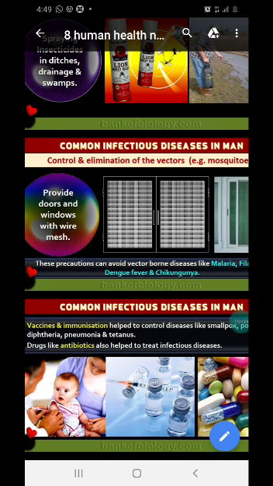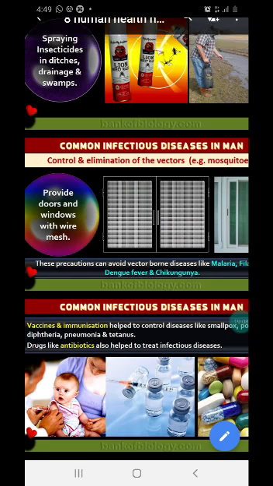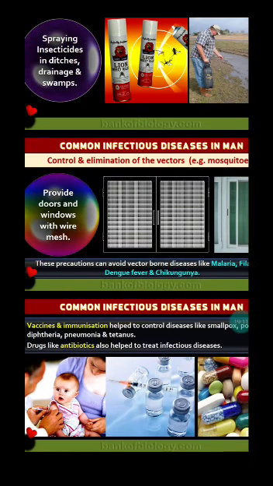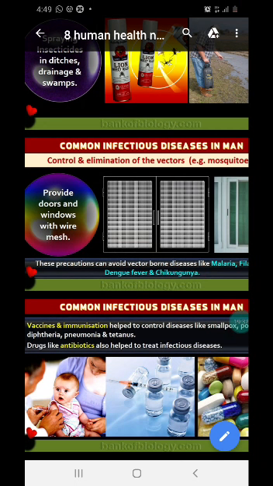What is the main method of preventing disease? Vaccination and immunization, which is another big topic that will be handled in another class. Vaccination and immunization help to control very dangerous diseases like smallpox, chickenpox, pneumonia, tetanus, and so on. Also, drugs like antibiotics help to treat infectious diseases.